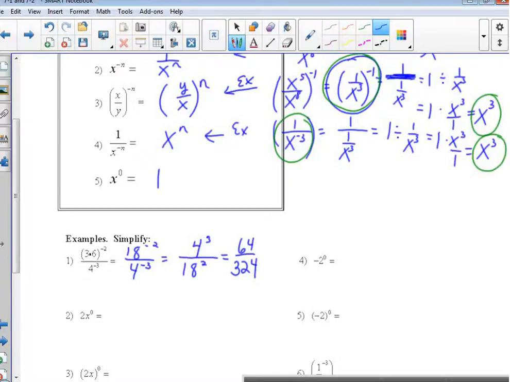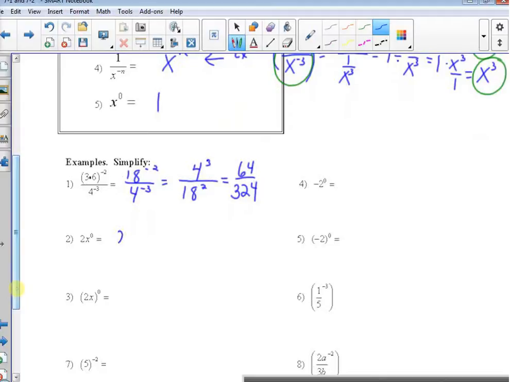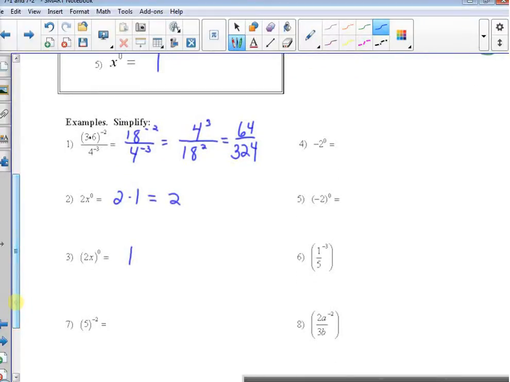Number 2, 2x to the 0 is 2 times 1, or 2, versus number 3, which is all in parentheses, that's just 1. Take note, okay? There's no parentheses, the 0 in number 2 is only applied to the x. Number 4, negative 2 to the 0 would be really negative 1 times 2 to the 0, which is negative 1 times 1, or negative 1. But negative 2 in the parentheses to the 0, that's 1.